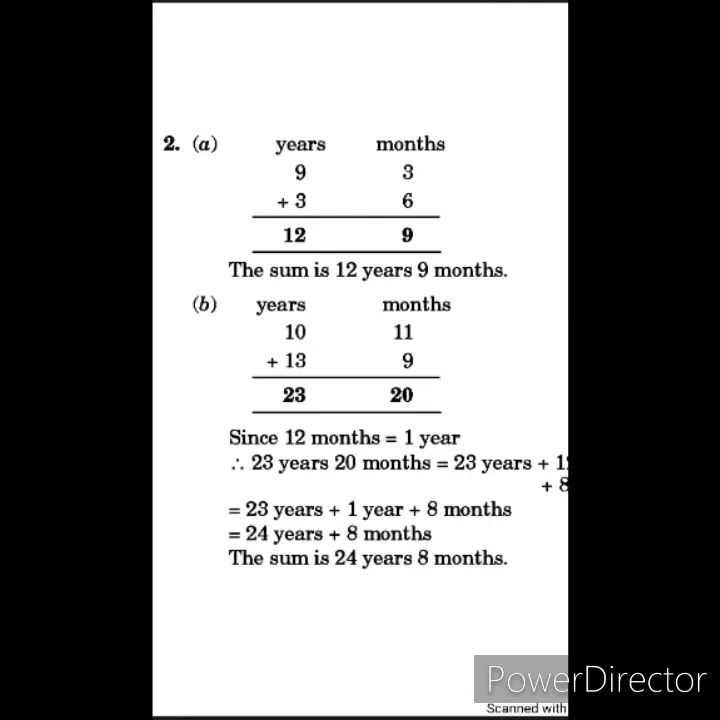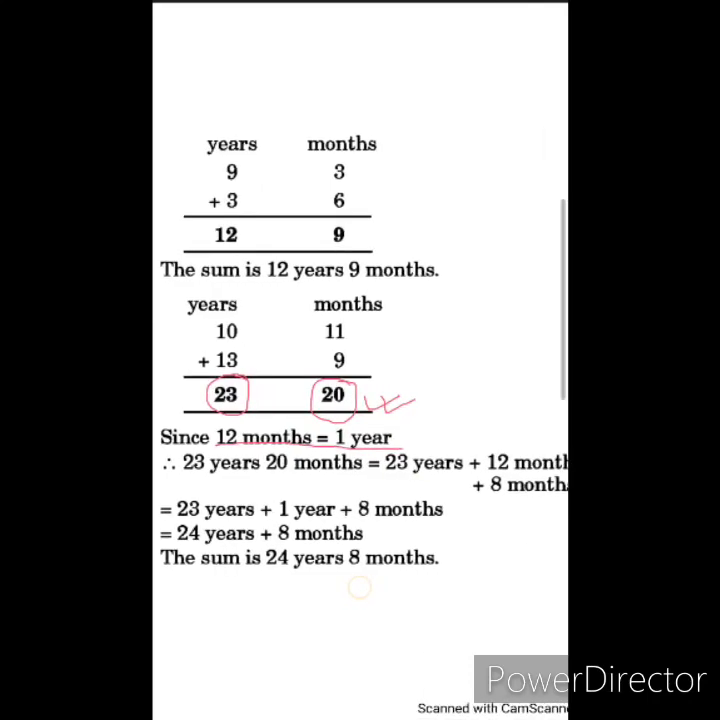Let's move on to question number B. 10 years 11 months plus 13 years 9 months. So let us add it normally: 11 plus 9 is 20, and 10 plus 13 is 23. So students, as you know, 12 months is 1 year. But here we have 20 months.